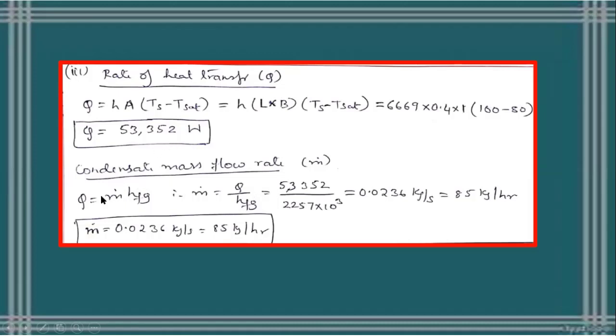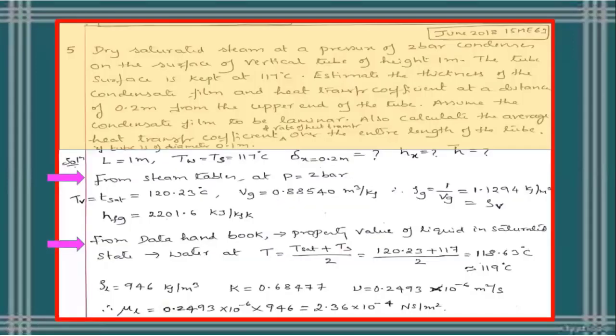Next, once you get the value of Q, Q is equal to m dot into hfg, we know. So what is m dot? Mass flow rate of the condensate will be equal to Q divided by hfg. So Q value you obtain divided by hfg, you will get the mass flow rate of the condensate. Then we'll go to the next problem.